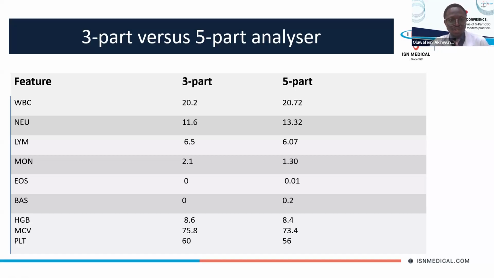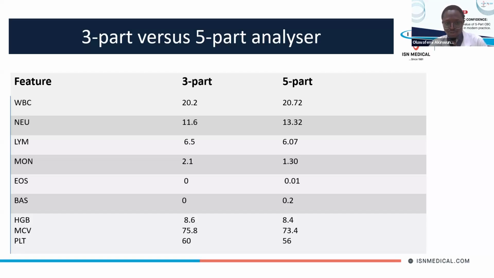If you look at the WBC, sorry, I can't capture all the parameters, things like MCH, MCHC, platelets, derivative parameters. I couldn't capture everything because of space and time. So if you look at the FBC, the WBC: 20.2 on the three-part, 20.7 on the five-part. So you can see that there isn't much difference.